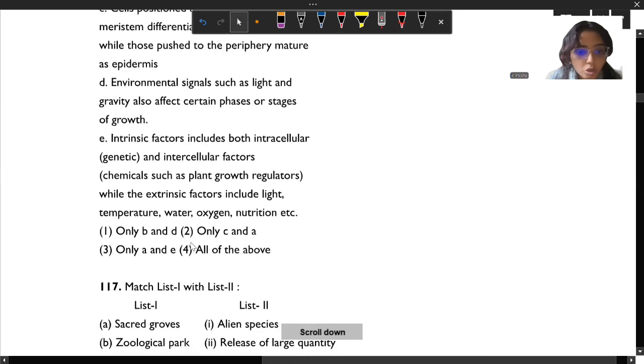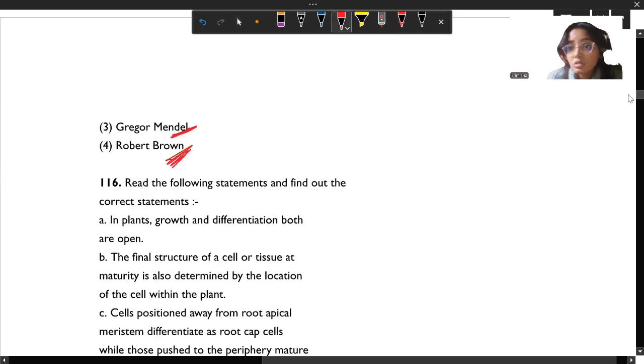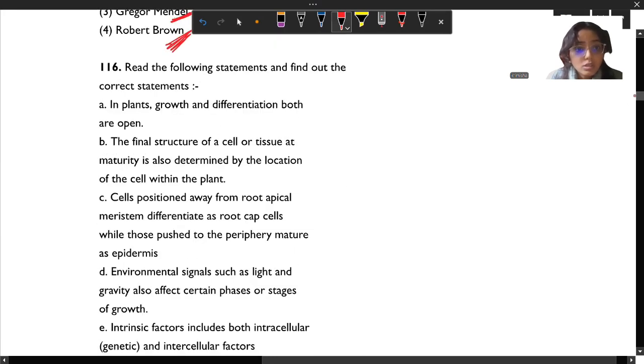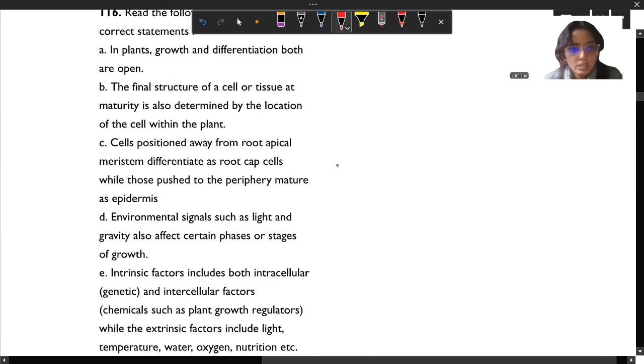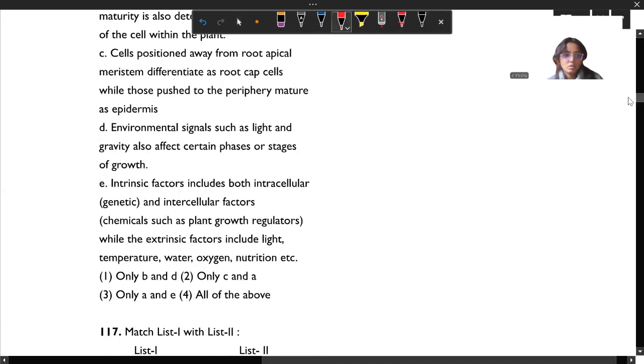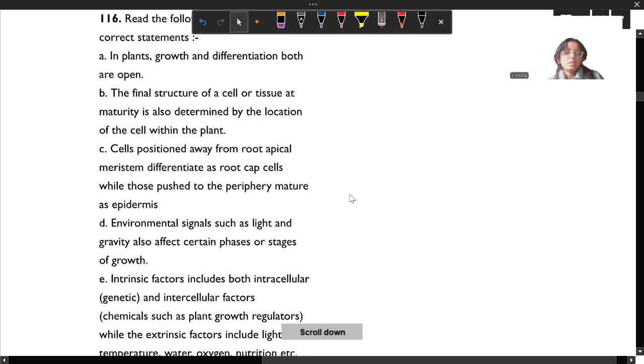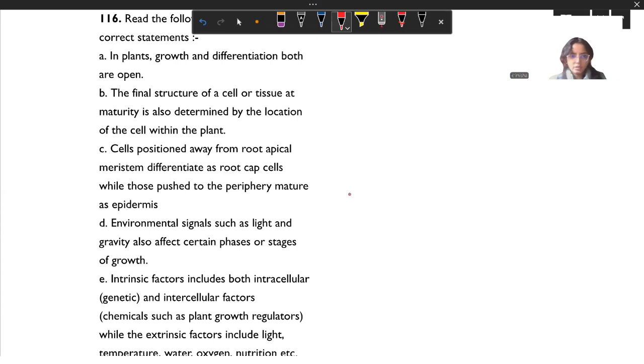Moving on to question 116. This is a large question. Let us first read what the question wants us to do. Read the following statements and find out the correct ones. Okay, very easy. So the first statement says, in plant growth and differentiation, both are open. They keep on growing and both are open. This is a correct statement. I am so used to putting a cross that even for a correct statement I am putting a cross.